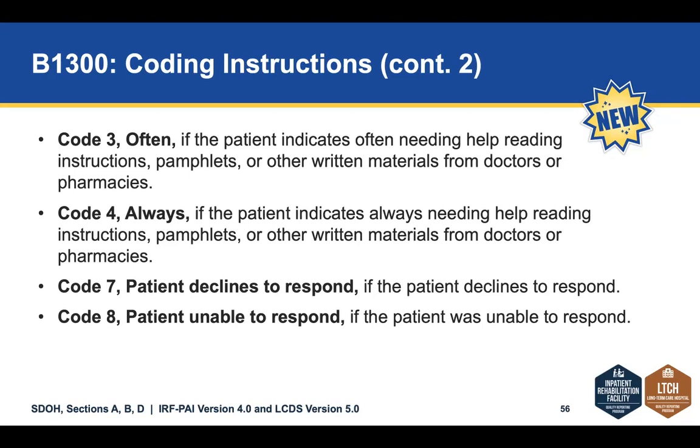Code 4 will be used if the patient indicates always needing help reading instructions, pamphlets, or other written materials from doctors or pharmacies. The assessor would code 7, patient declines to respond, if the patient declines to respond to this data element. Or they could enter code 8, patient unable to respond, if the patient was unable to respond.